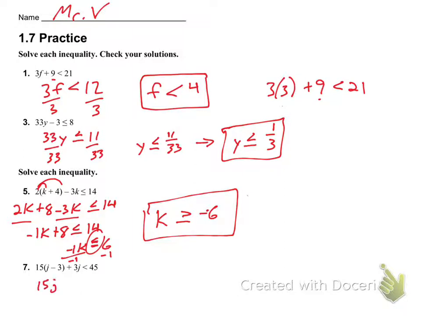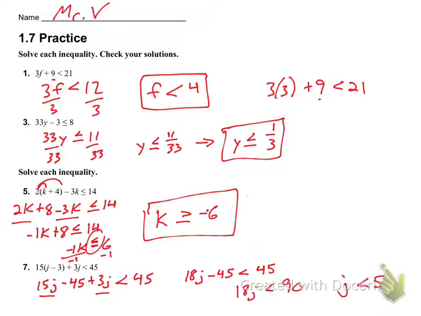All right, 7 is the same. Going to distribute, so it'll be 15j minus 45 plus 3j is less than 45. Combine the like terms, so that would give me 18j minus 45 is less than 45. I'm going to add 45 to each side, so 18j is going to be less than 90. And then you're going to do 90 divided by 18. And 90 divided by 18 is going to give you 5, so j is less than 5.